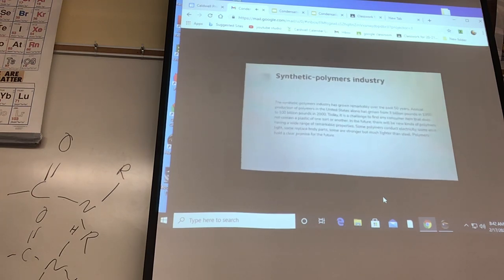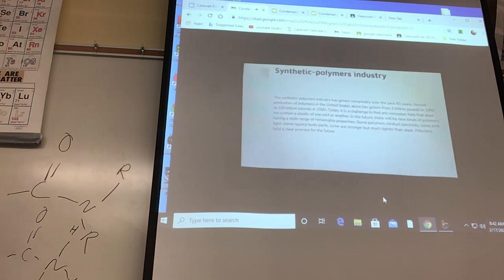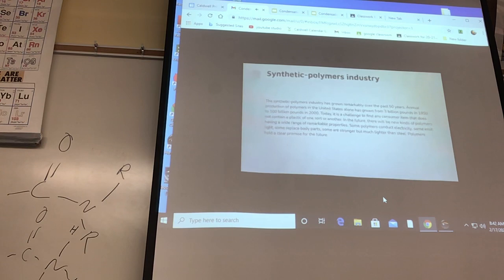Some polymers conduct electricity, some emit light, and some replace body parts. Some are stronger but much lighter than steel, and so on. Polymers hold a clear promise for the future.